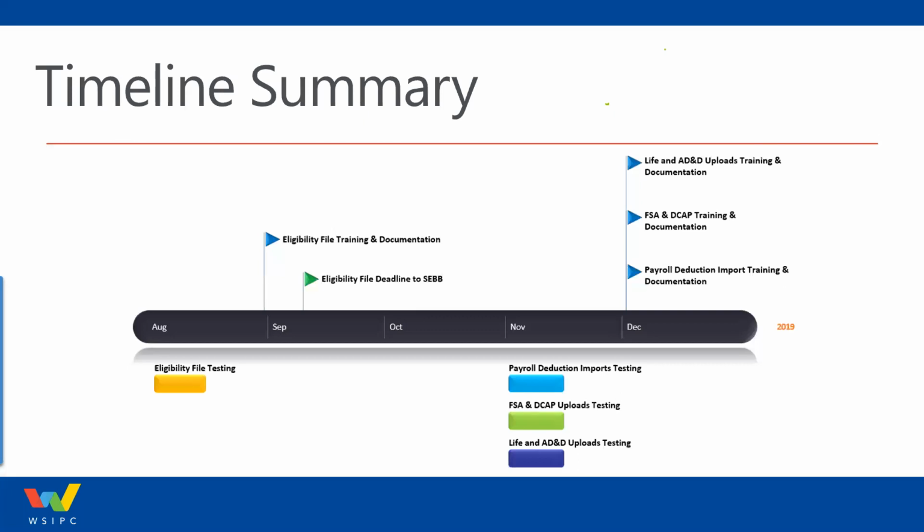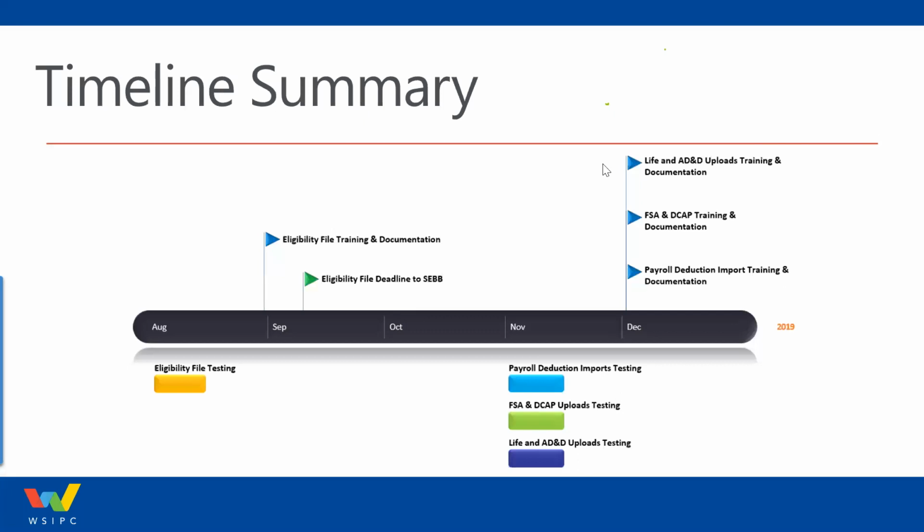Right. From a WSIPC standpoint, our goal is to have folks trained by December. So the training dates would be November timeframe. So those flags are just our finish line, if you will. But that's what those are too.